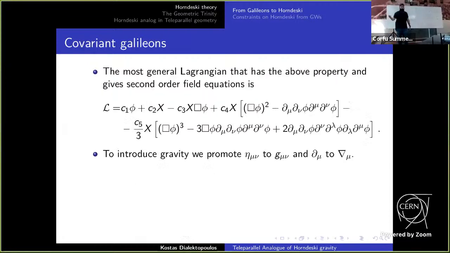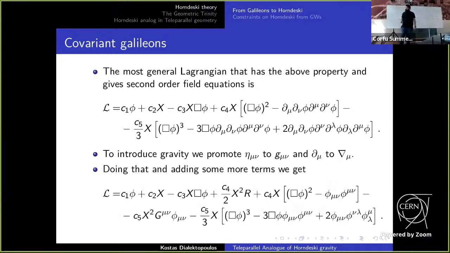So if we want to introduce gravity as well, we just covariantize, let's say, the theory, and from the flat metric, we go to an arbitrary metric, and from the partial derivative, we just go to the covariant derivative. And by doing this, we indeed get some higher order derivative terms in the equations. And in order to cancel them out, we have to introduce these 2 terms here. So the Ricci scalar and the Einstein tensor coupled to the second order derivative of the scalar field as well. So this is the covariant Galilean theory.